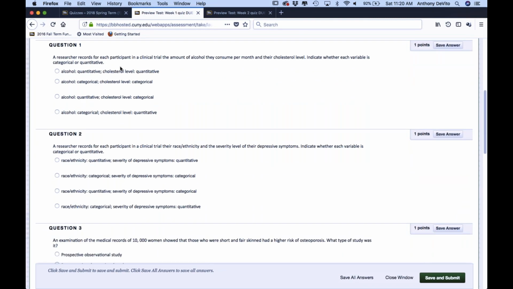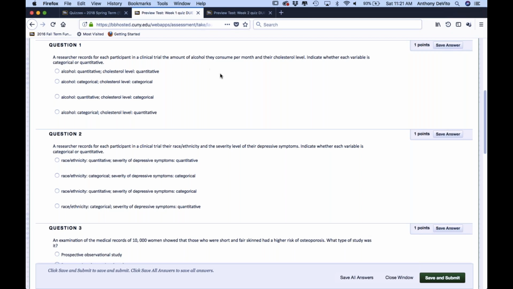Okay, a researcher is recording, for each participant in a clinical trial, the amount of alcohol they consume each month and their cholesterol level. Well, the amount of alcohol they consume each month is probably going to be the number of drinks, and their cholesterol level is going to be a number, right? Milligrams per deciliter or something like that of whatever kind of blood lipid they're measuring. So both of those are going to be numbers. So they're not going to be categorical. We talked about numerical, or scalar, as SPSS calls it.